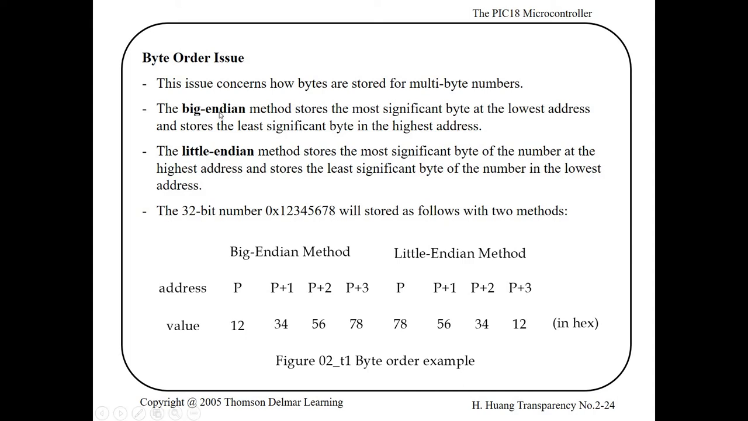So therefore, there are two types of method, Big-Endian and Little-Endian. The Big-Endian stores the most significant byte at the lowest address and stores the least significant byte in the highest address. Of course, the Little-Endian, this is not the Indian song. The Little-Endian method stores the most significant byte of the number at the highest address and stores the least significant byte of the number in the lowest address. Which one of these do you think that we, or MPLab, is following?